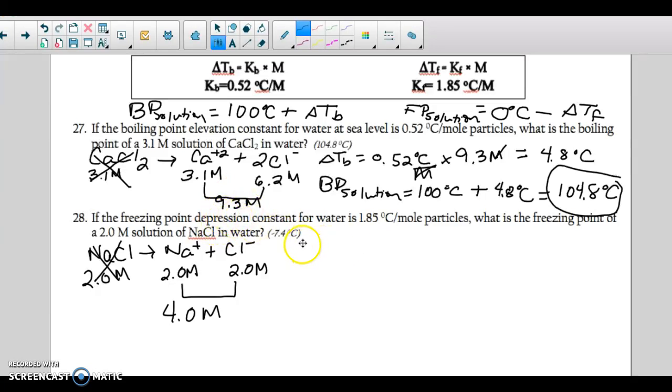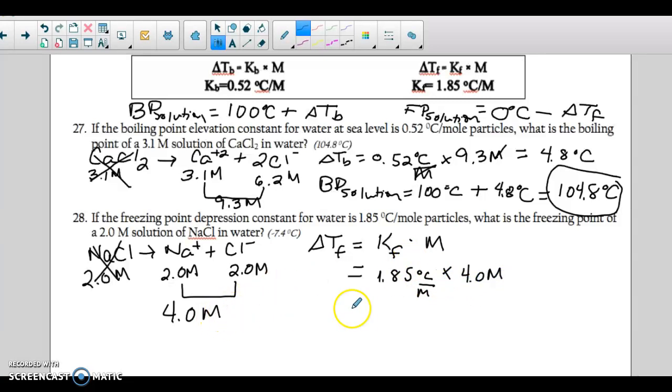So when I calculate the freezing point, I first of all have to get delta TF. How much is that temperature going to change? Delta is change. So I'm going to take that freezing point constant for water. Everything has its own constant; we'll be dealing with water. It's times the molarity of the solution. The 1.85 Celsius per molarity is the constant that we use for freezing, and then multiply that by the molarity of the ions, which we just figured out over here.